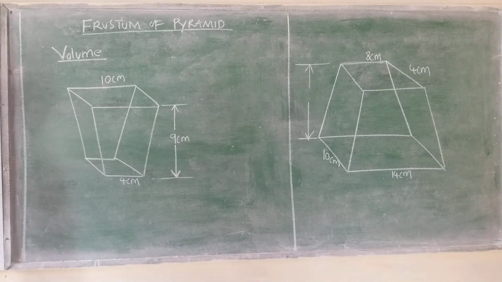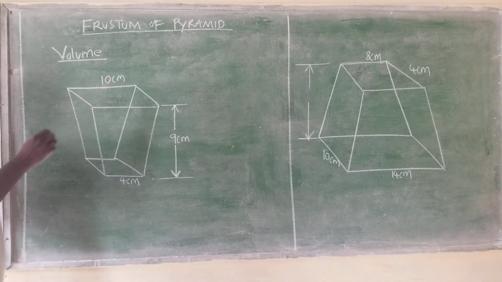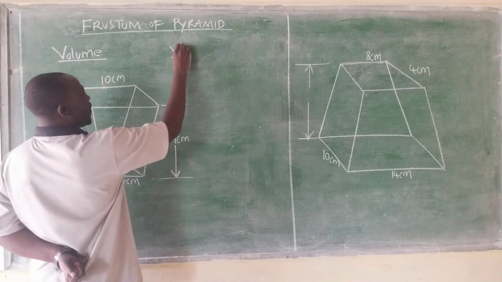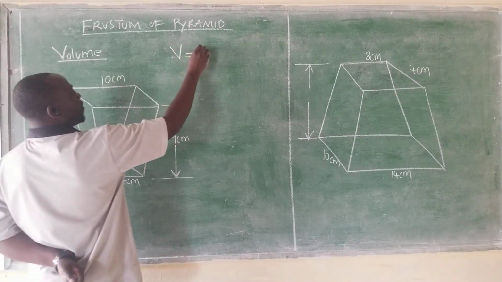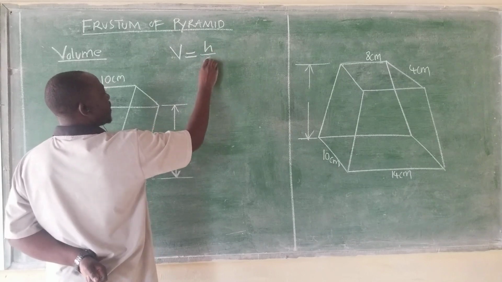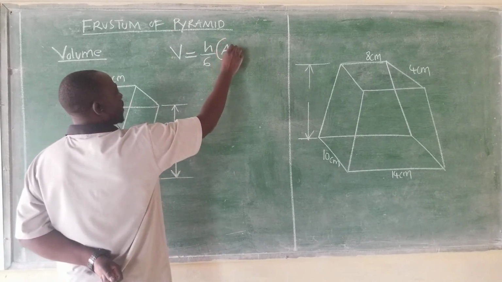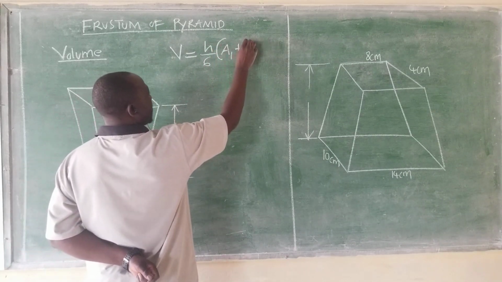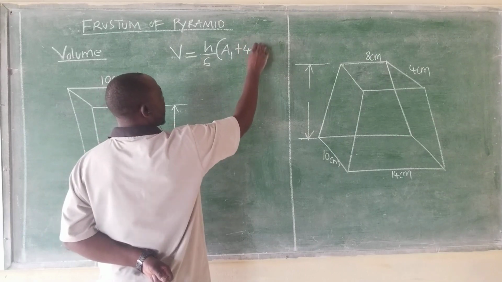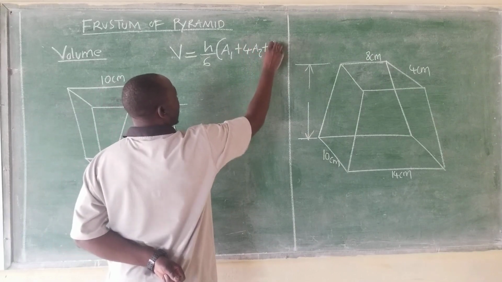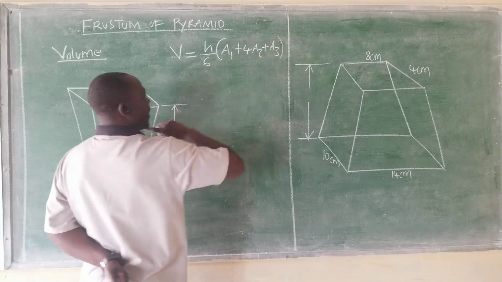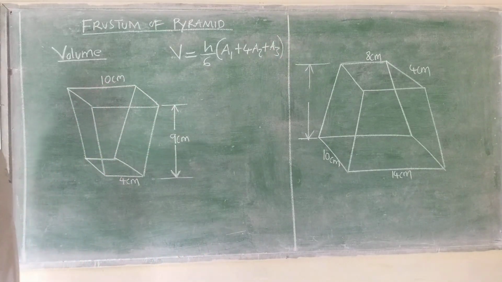So it's very simple. Very, very simple. The formula is volume V is equal to H over 6, open bracket, area 1, plus 4 multiplied by area 2, plus area 3. Now, they are in two parts.